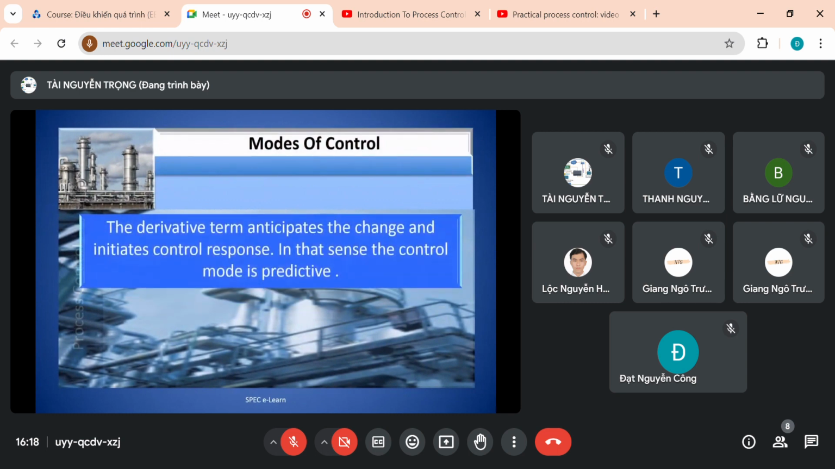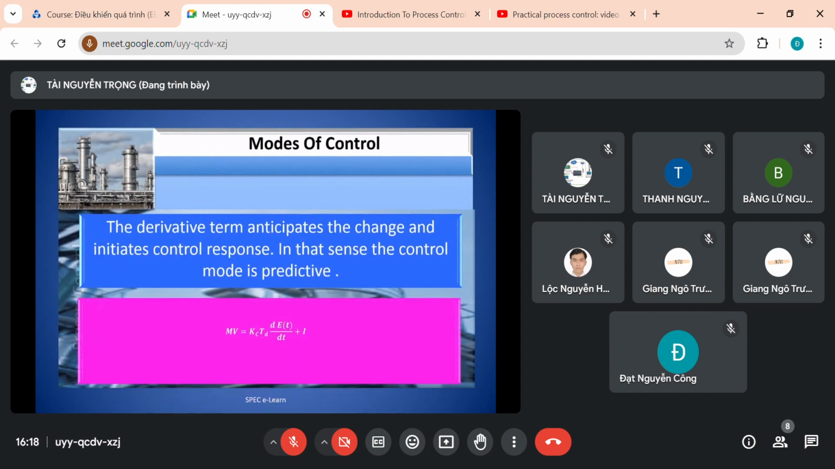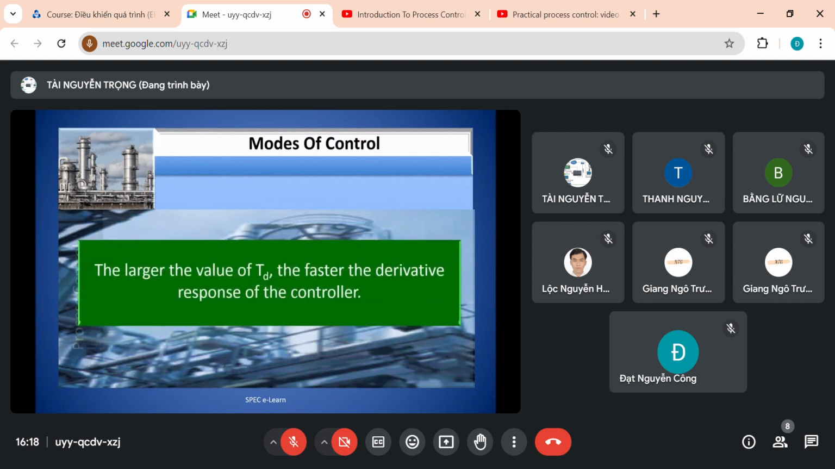The derivative term anticipates the change and initiates control response. In that sense, the control mode is predictive. The MV or output of a derivative control mode is expressed as MV equal to Kc into Td times dE by dt plus I, where Td is the derivative or rate time. The larger the value of Td, the faster the derivative response of the controller.